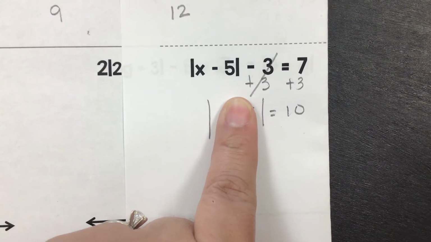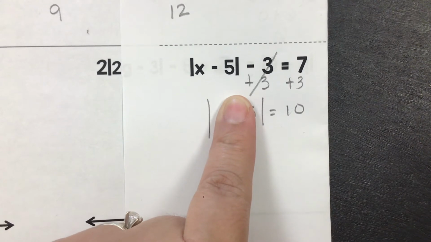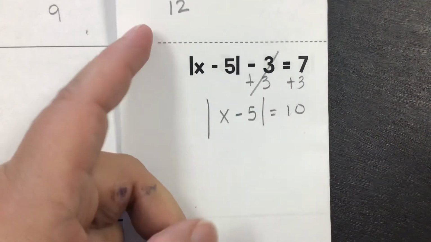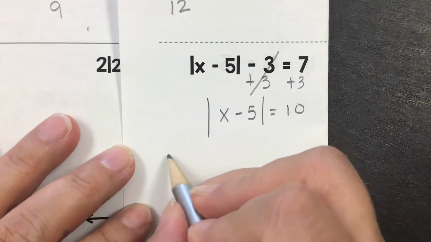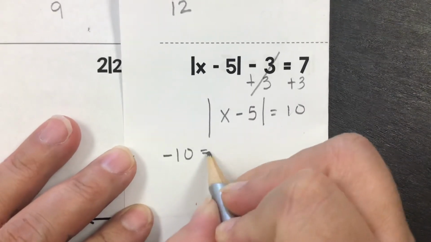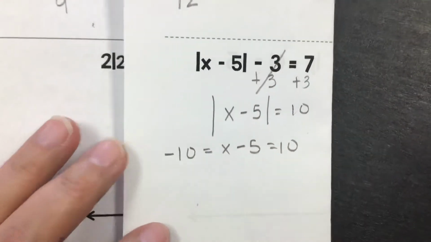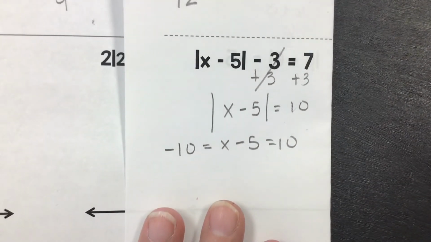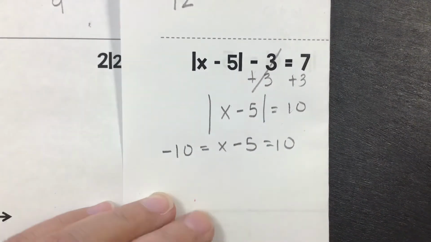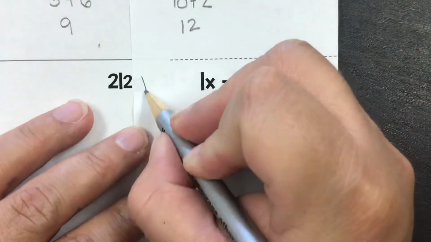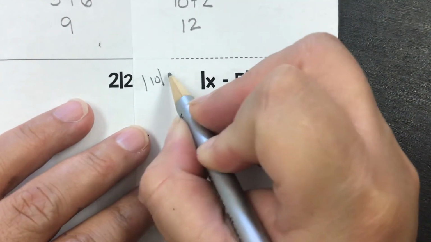So this is a little tricky. To get rid of those absolute value bars, we have to do the opposite. Negative 10 is equal to x minus 5 is equal to 10. Why? Well, think about it just this way. If I had a clean 10, what would come out?